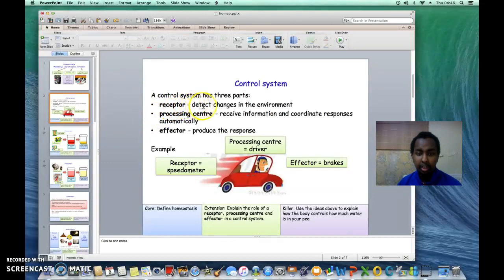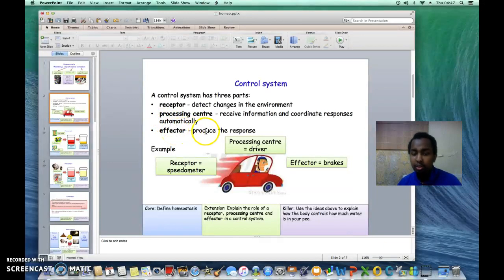You have the receptor, which detects changes in the environment, and the processing center, which will be the brain. For example, your skin has a lot of receptors. It will detect the change in the environment and send it to the processing center, which will be your brain in this example. It receives information and coordinates a response automatically.